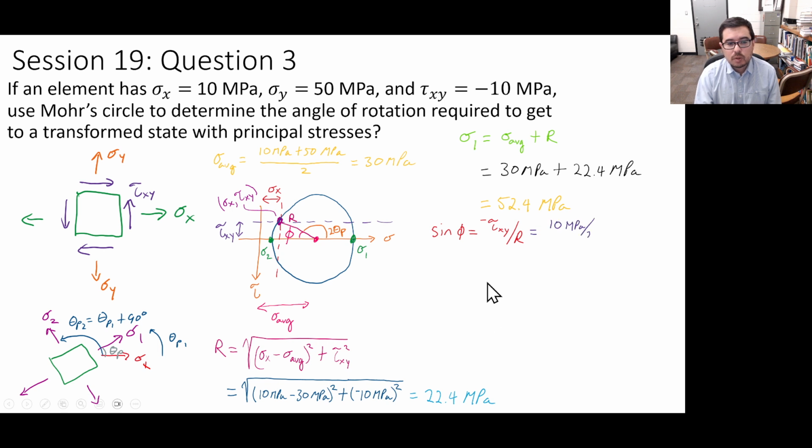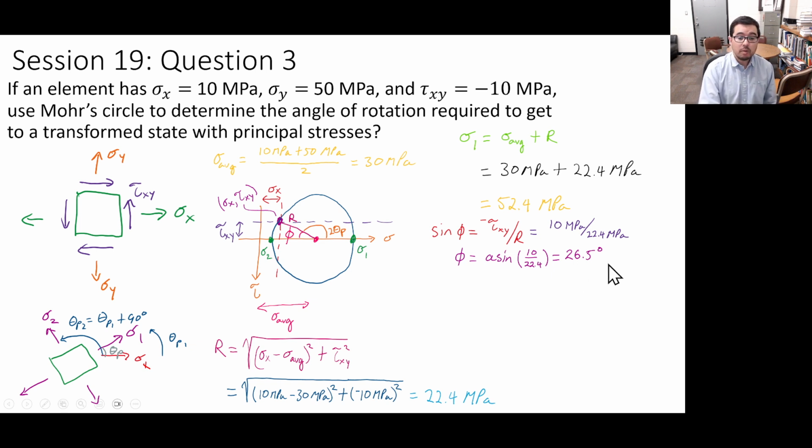What values do we plug in here? Well, we have 10 megapascals because it's minus tau xy over 22.4 megapascals, which is the radius. And we can write phi is going to be equal to arc sine of 10 over 22.4, canceling out the megapascals here. And that comes out to be 26.5 degrees.